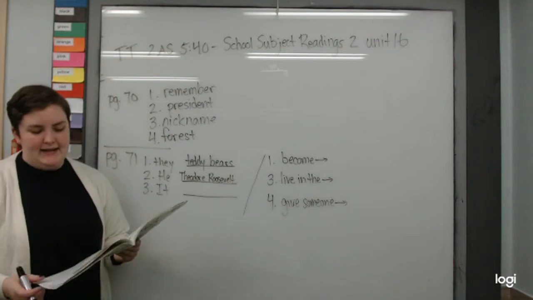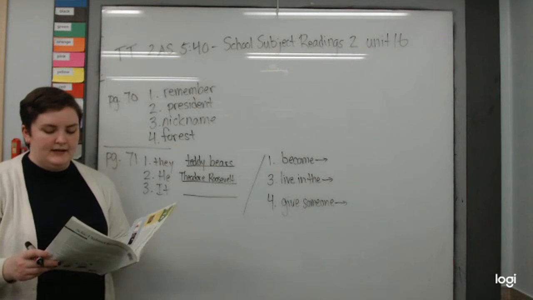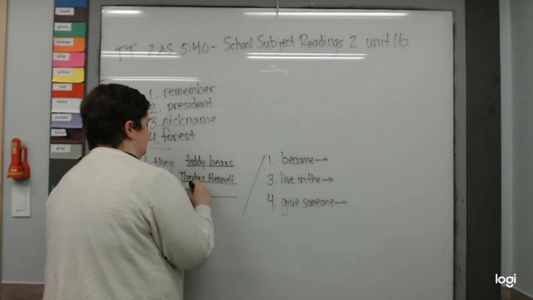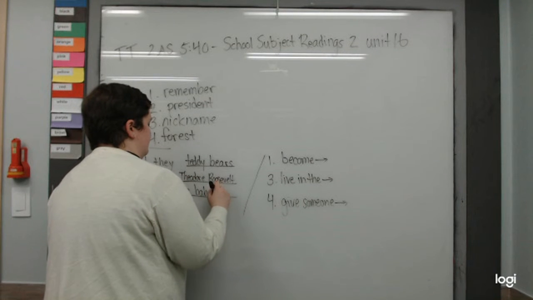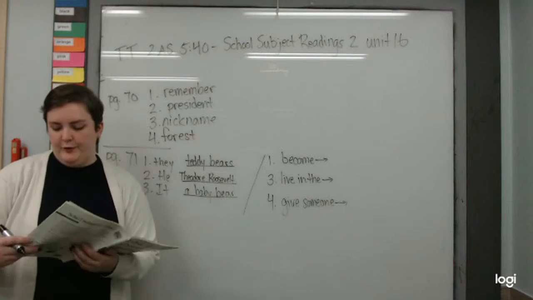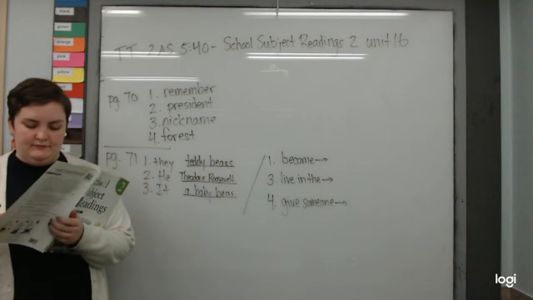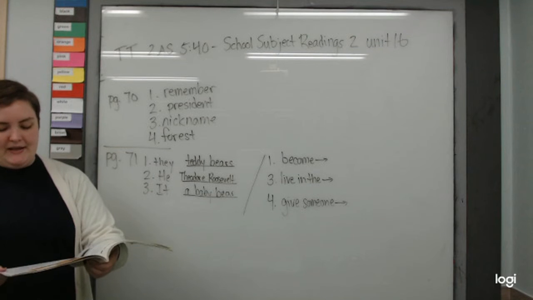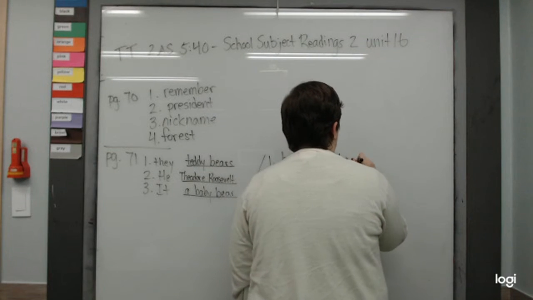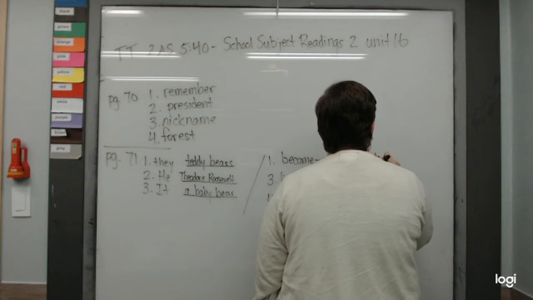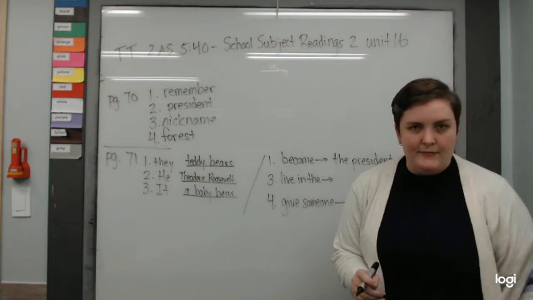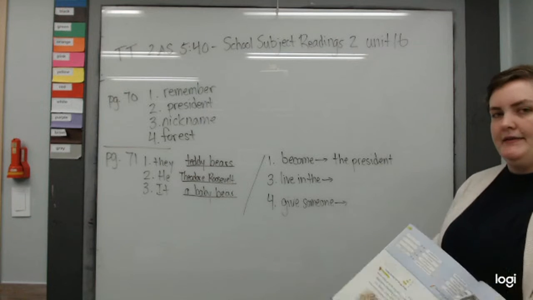And number three, what is it? It was a baby bear. Okay, and then the blue box at the bottom in page 71. You can become the president. If you work very hard, and many people like you, you can become the president.